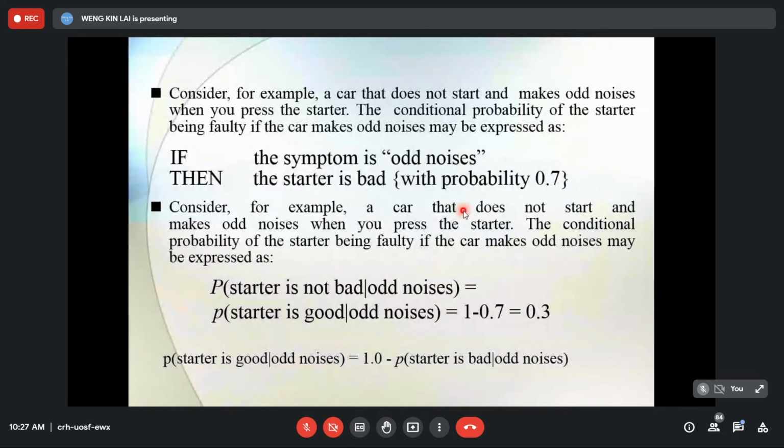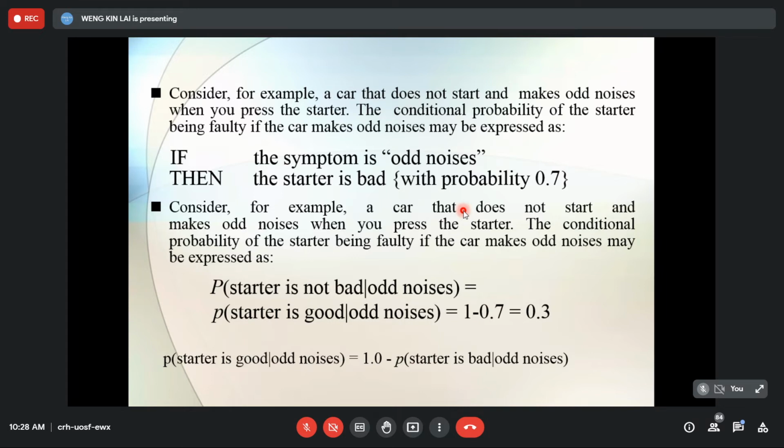Now, let's look at an example of how this works. Consider, back to our earlier example, a car that does not start. Your car cannot start, what happens? First condition, your car cannot start. Second, it makes odd noises when you press the starter. Cannot start, of course, means you press the starter.